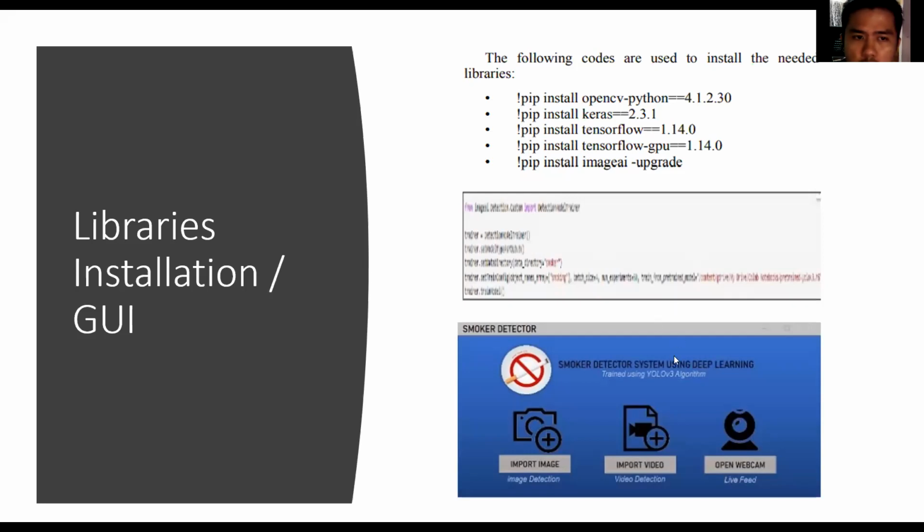Also, upon training the model, the researchers created a GUI, or graphical user interface, which is meant to communicate with a computer application using graphical symbols. So instead of typing instructions, the study enables the use of a GUI, wherein you just need to import the image that you want to test, or import a video, or you can also open a webcam or live feed video.